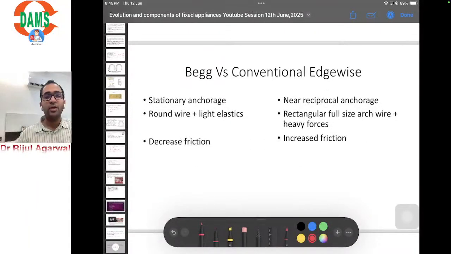So what was the difference between Beck's versus the conventional edgewise appliance? Okay, so as I told you, the Beck appliance utilizes round wires and light elastics, whereas edgewise uses heavy forces and rectangular wires. So round wires means less friction, rectangular means more friction. Okay, so Beck's appliance utilizes stationary anchorage, means tipping, uprighting, tipping, uprighting. Conventional edgewise appliances utilize reciprocal anchorage, means bilateral forces to bring teeth together. So it was somewhat closer towards reciprocal anchorage.